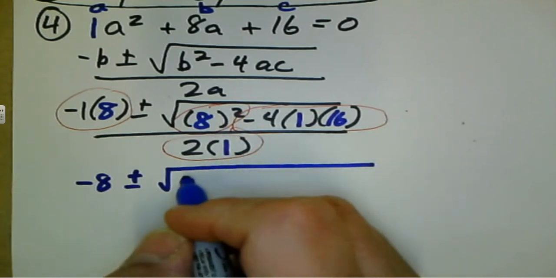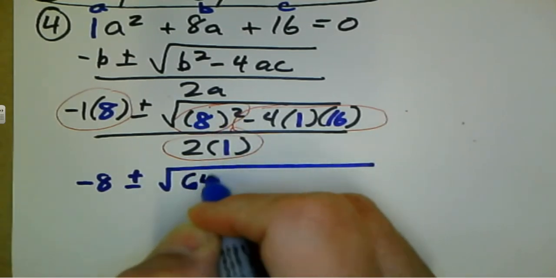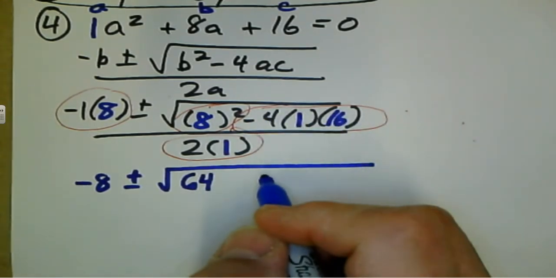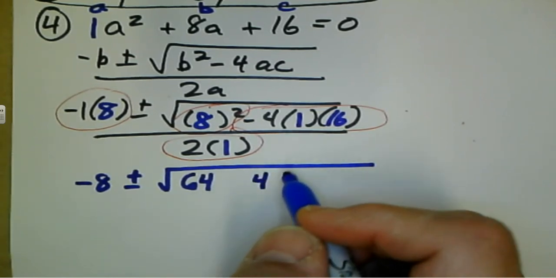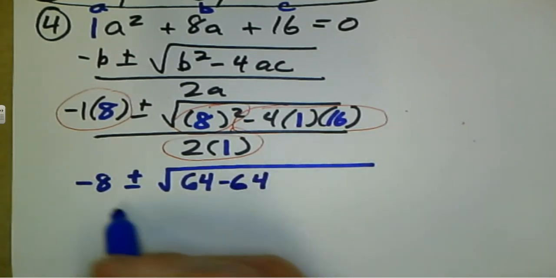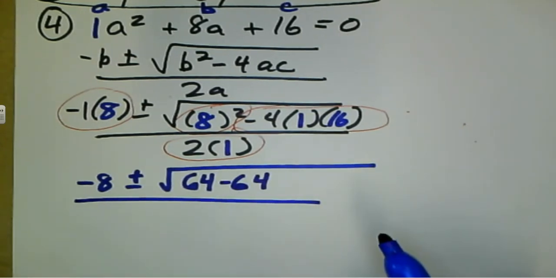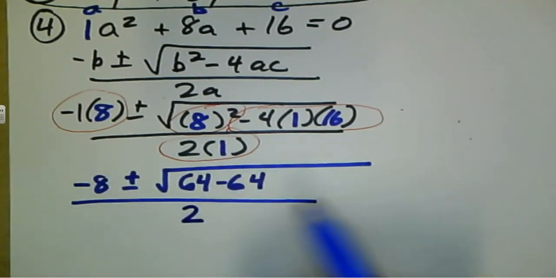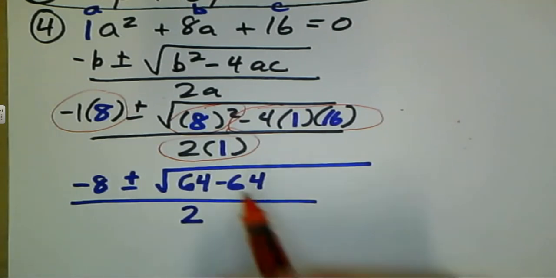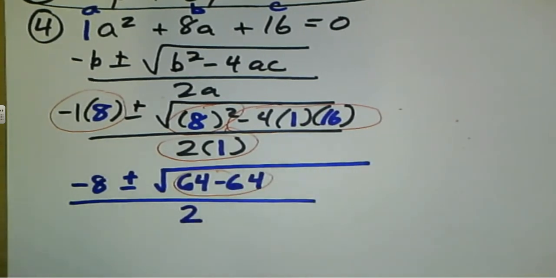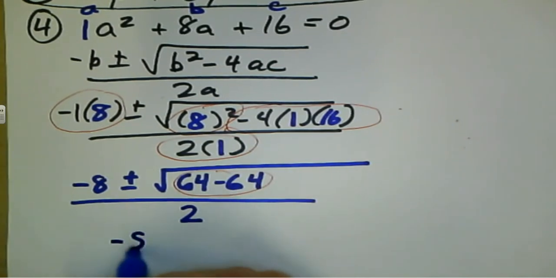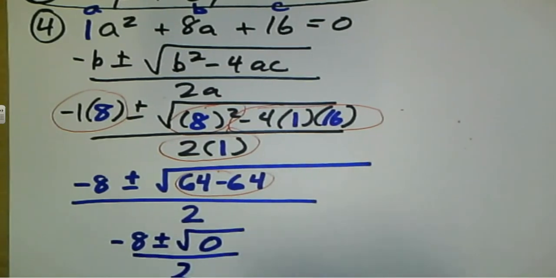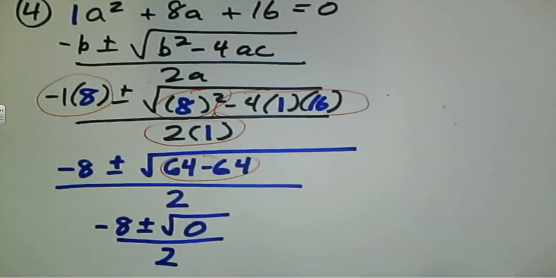What's 8 squared? 8 times 8. 64. Negative 4 times 1 times 16. It's going to be negative 64. Yep, negative 64. 2 times 1, 2. All right. What's the only thing we can do? What's on the inside? And we end up with negative 8 plus or minus the square root of 0 over 2.